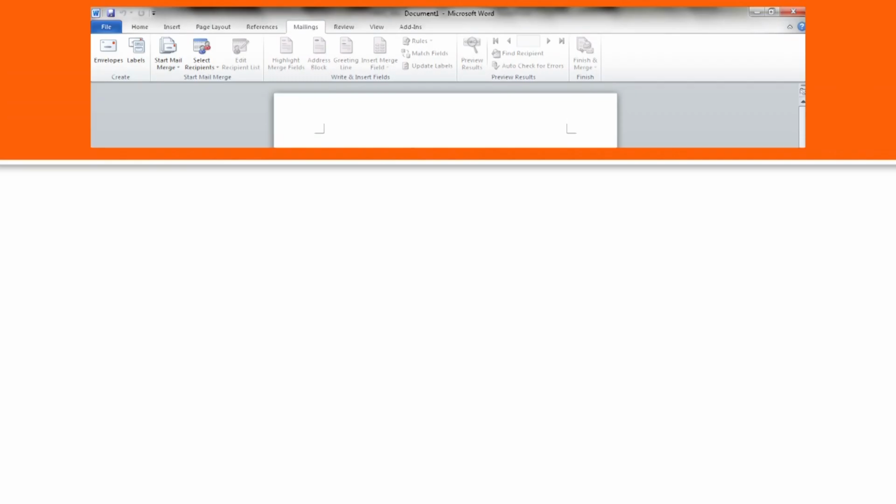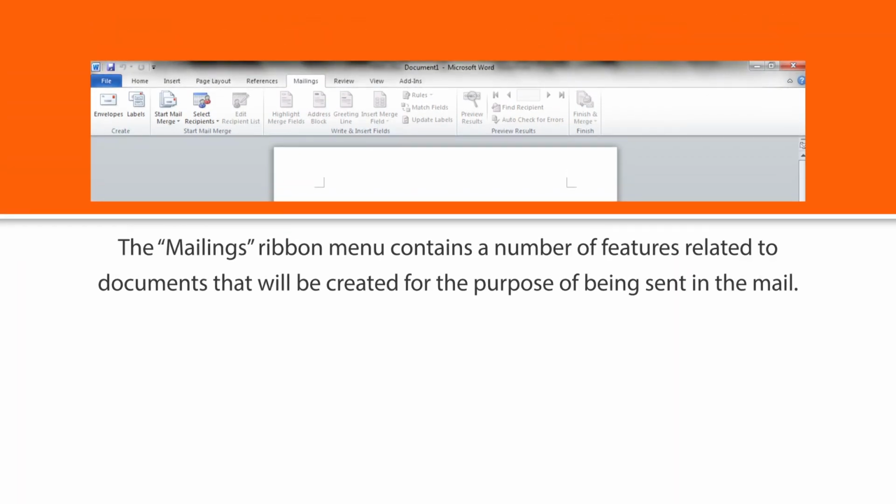You can insert images, you do the page layout, you can do the mailings, you can do the review, which we will take in a different manner. Then you can view and then you can add on. So this is the way in which things are going to be done. And the mailing ribbon menu contains a number of features related to documents that will be created for the purpose of being sent in the mail.